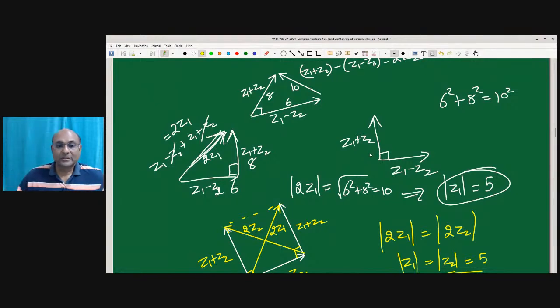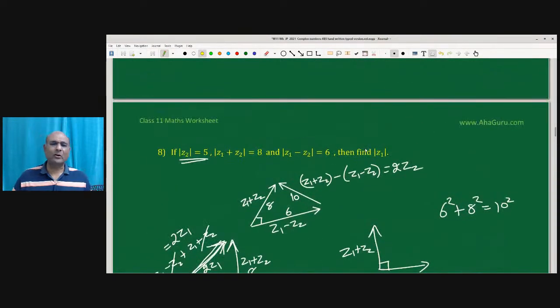Okay? So this is one way of doing it. Any other way of doing it? Lots of ways of doing it. I'm just telling you a couple of distance-based ways of solving this problem. Can I solve it some other way? Yeah, you can. You can do x plus iy if you want, but all that is extra work. This is much simpler.